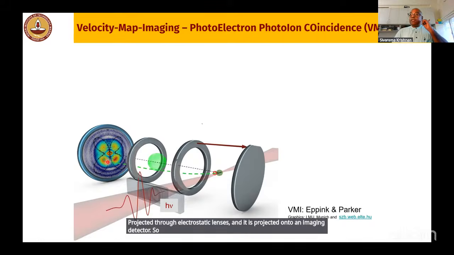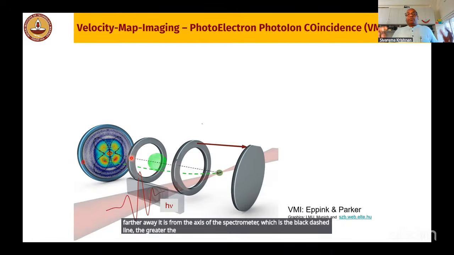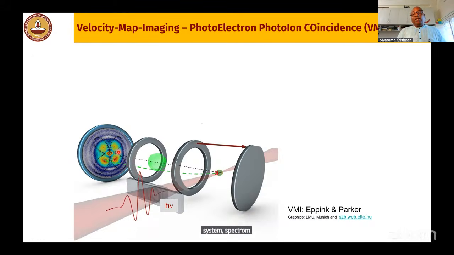When you do this in the context of condensed matter physics, now my animation seems to be working. The electron is flying away from the axis of the spectrometer. The farther away it is from the axis, which is the black dashed line, the greater the initial momentum of the electron. We also have angular information here. So this is an angle resolved photoemission spectroscopy technique that we are implementing.